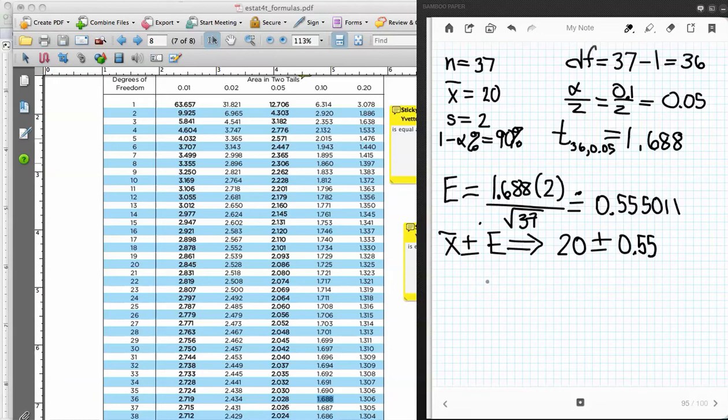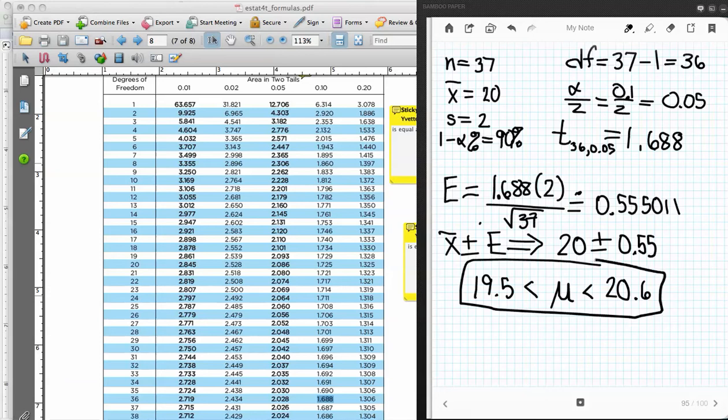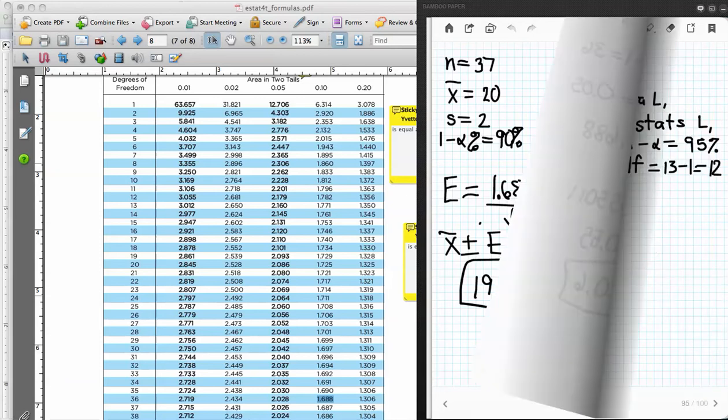And so I'll do 20 minus 0.55, and that's going to give me 19.5 approximately, and that'll be rounded to 1 more decimal than my original data. So 19.5 is less than mu, which is less than 20.6. Okay, and that would be what I have for my approximation. So we have 90% confidence that the true population mean is somewhere between 19.5 and 20.6.